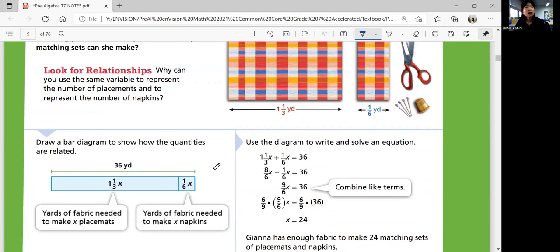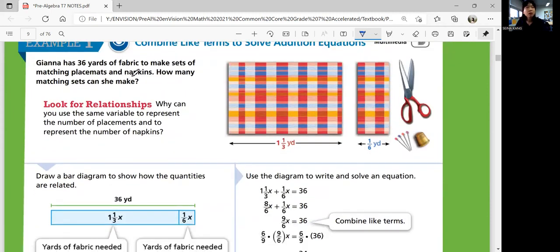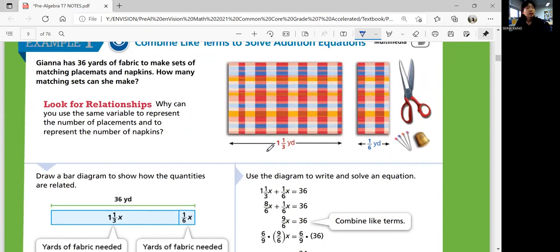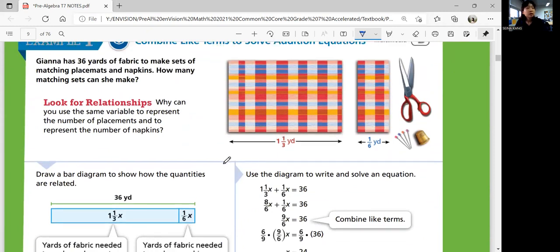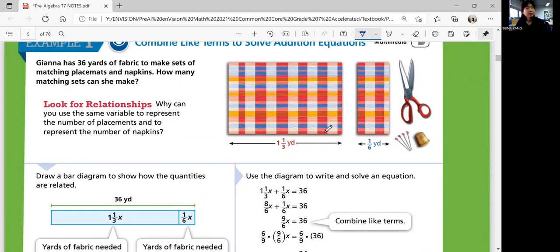The whole thing is 36 yards because she has 36 yards to start with. And you know that the matching fabric she has are 1 1/3 yard and 1/6 yard. So together, you know it's 36 yards, right? So yards of fabric needed to make X placemats, and yards of fabric needed to make X napkins. So you're gonna cut so that you can match them.